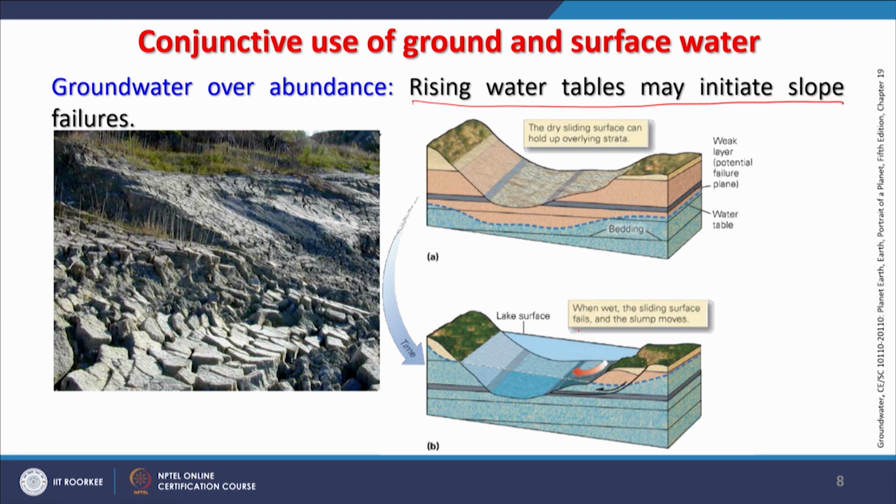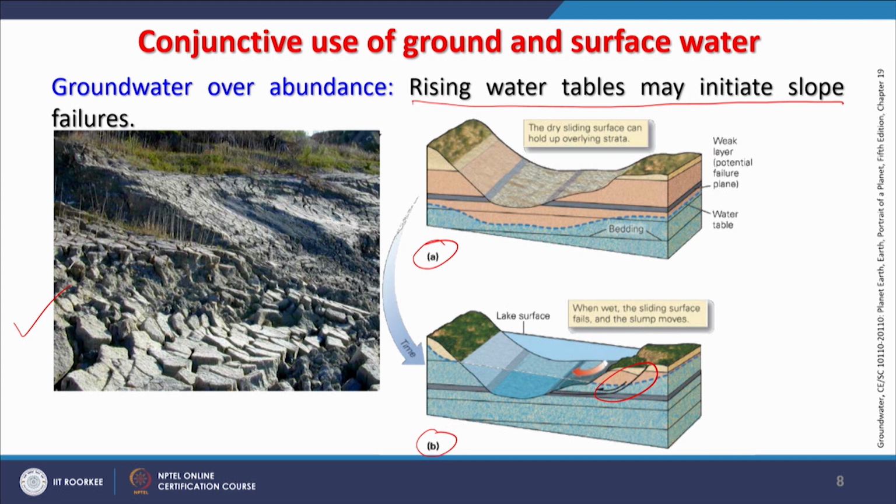Here again, when you see the initial stage shown in figure A, and then what happens at the next time, when you have too much groundwater, a lake might form here, everything is saturated, the water table becomes very shallow, and when the wet sliding surface phase comes, the slump moves, and that is also creating a slumping kind of, or you can say, landslide kind of thing. And in the field, this is what happens if you see in the field conditions.